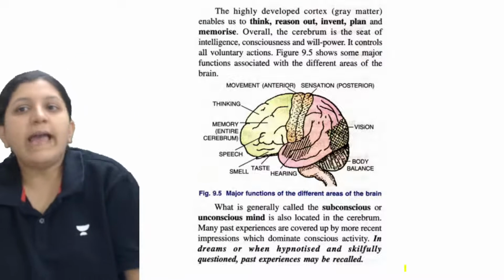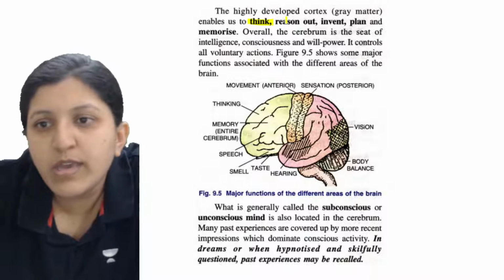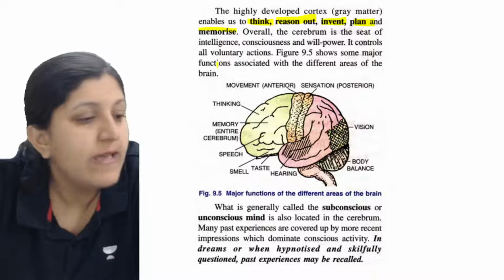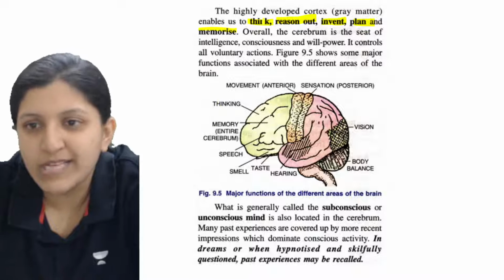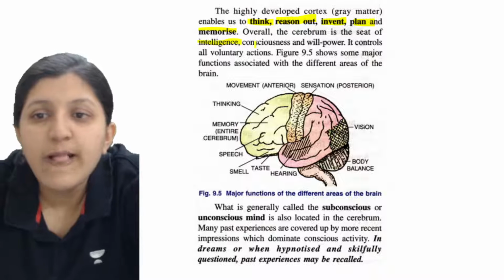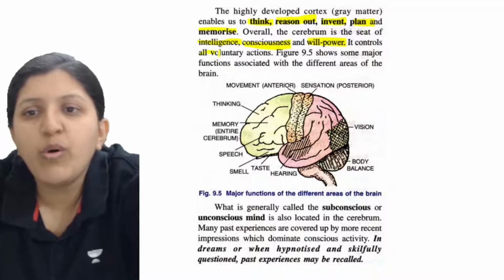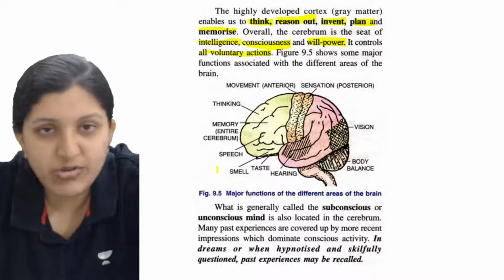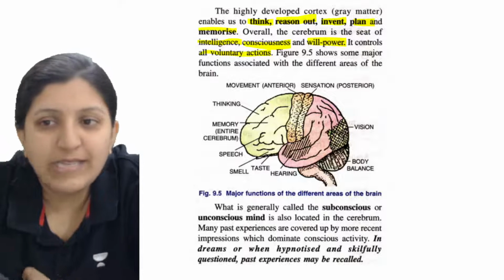So the highly developed cortex, that is gray matter, enables us to think, reason out, invent, plan and memorize. All this is done under the guidance of the cerebral part itself. So overall the cerebrum is the seat of intelligence, consciousness and willpower. It controls all voluntary actions. So all the voluntary actions are under the control of the cerebrum.